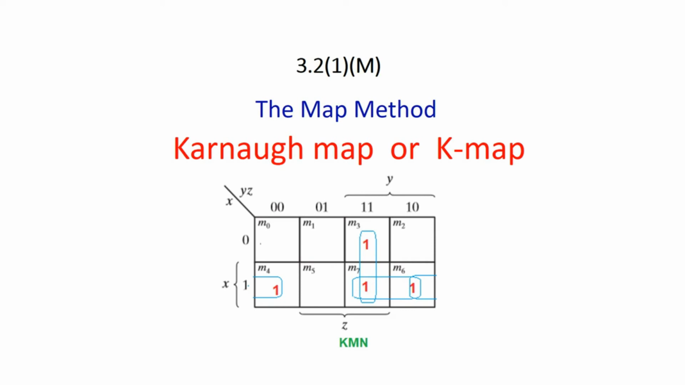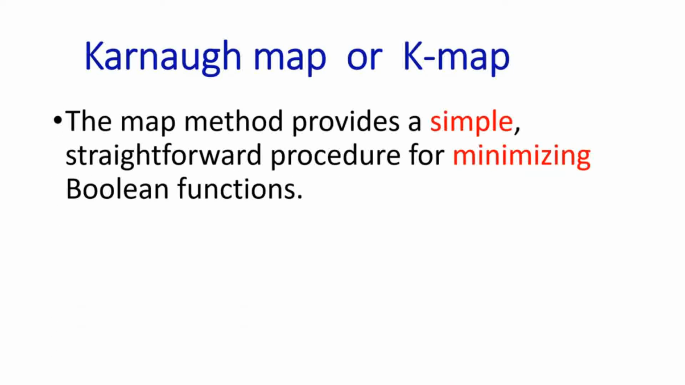Bismillahirrahmanirrahim. In this video we'll learn about Karnaugh map or K-map. Now, the Karnaugh map is a method that provides a simple and straightforward procedure for minimizing Boolean functions.